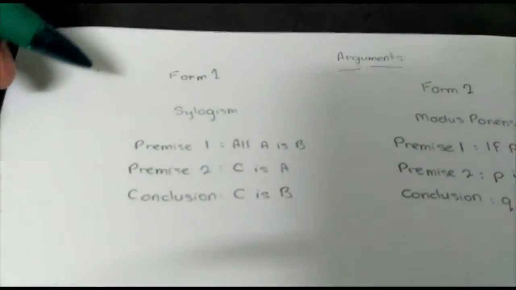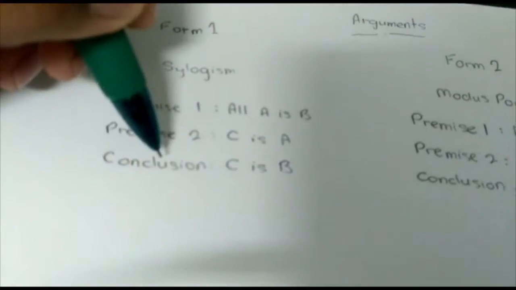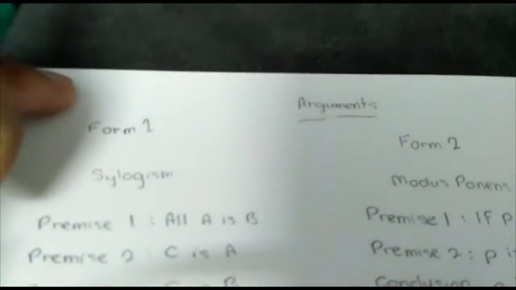Next is argument. Arguments have three forms. Form 1 is syllogism. Premise 1 is all A is B. Premise 2, C is A. Conclusion, C is B. Okay, actually arguments have three things, that is premise 1, premise 2 and conclusion. And I will give you examples of how to answer the arguments.